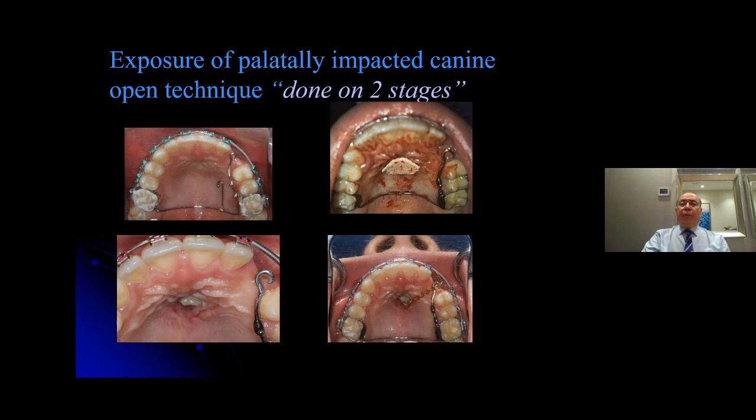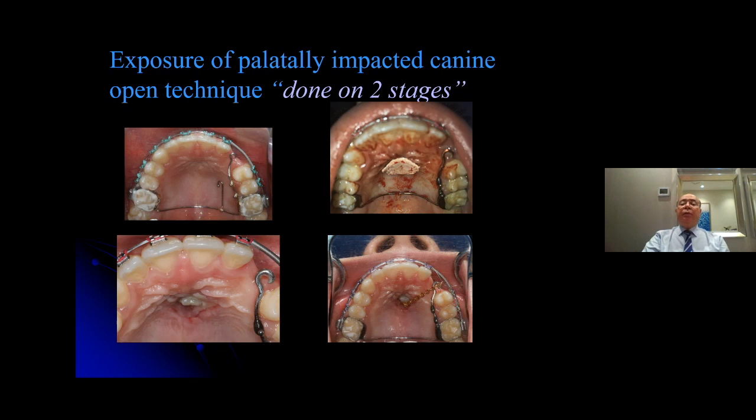So in this particular case, when I exposed it, it was bleeding. It was so difficult to actually bond the bracket; doing etching and bonding in a bleeding environment is not very good. So I stopped the bleeding. I put a Coe-Pak to make sure that the patient does not feel any pain. Then you can see in the bottom left the initial healing, which is not bad at all. And then we put the bracket palatally, not me putting the bracket, but the orthodontic department.